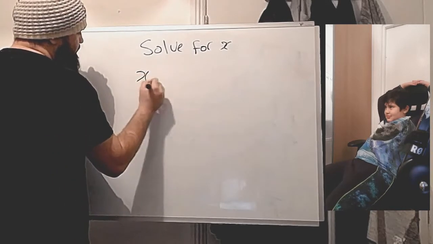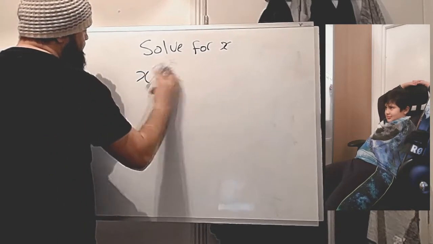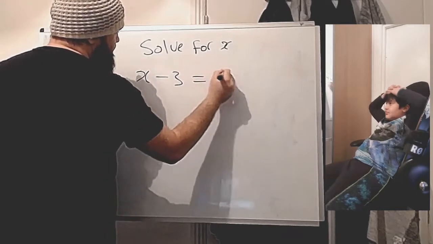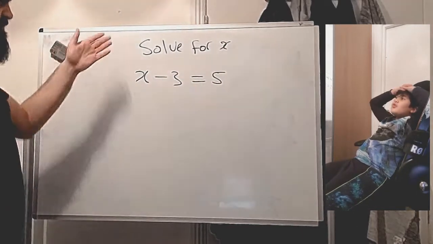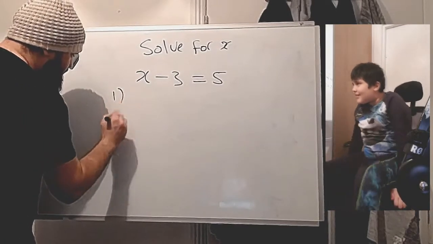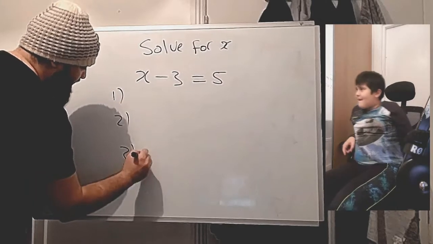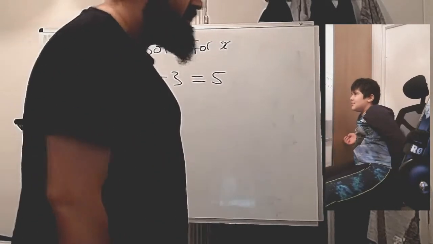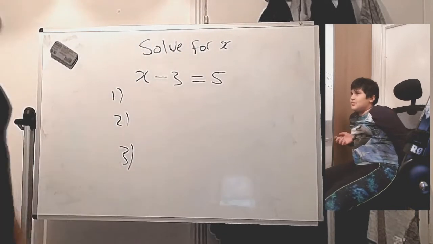Okay, I got x minus 3 equals 5. Solve for x. Ooh, I know. I've got 3 steps here. 1, 2, 3, and my final step should be there. Okay, so I've got 3 steps. Okay. Talk to me. Tell me what to do.